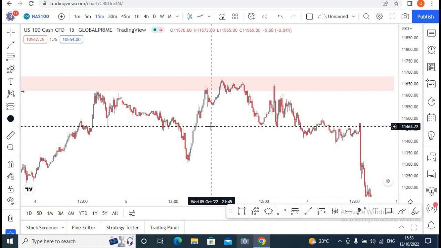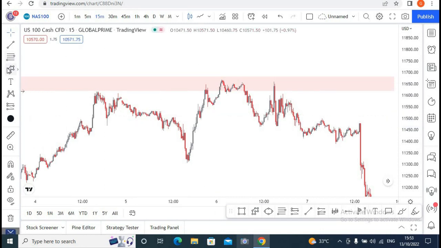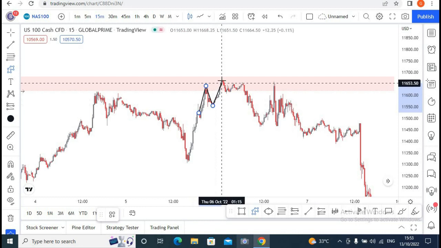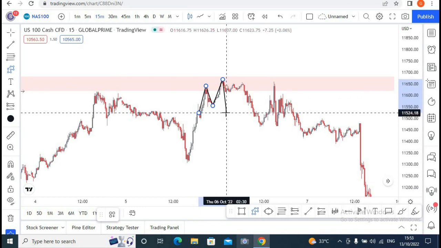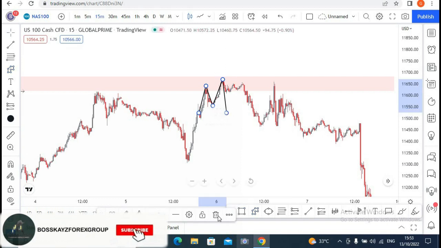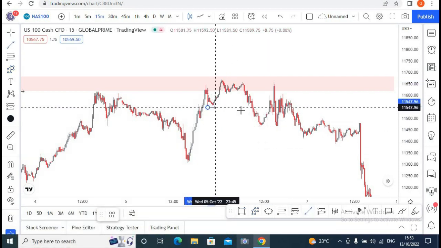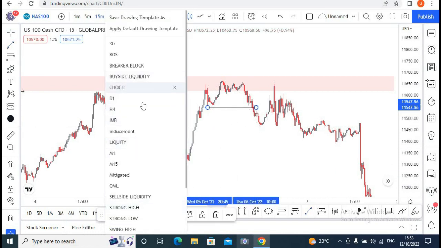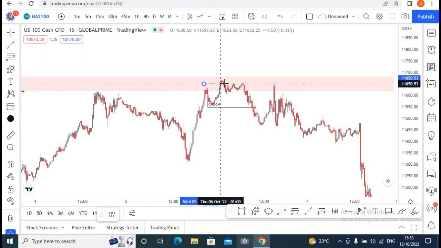So for me, I look for change of character if the price comes back to the supply zone area. So for my change of character, you can see this was our last lower high, and then the price created a new high and then came back and took out this zone. So now this means that we do have a change of character at the bottom. As you can see, we do have a change of character here. We also have a break of structure right there.